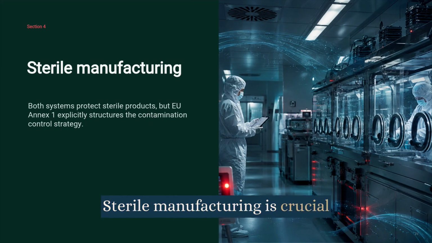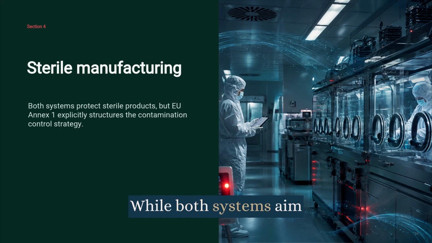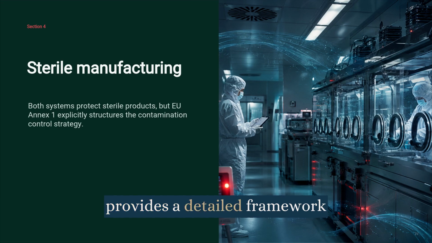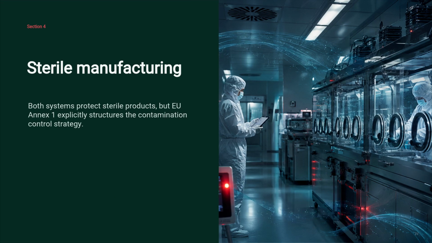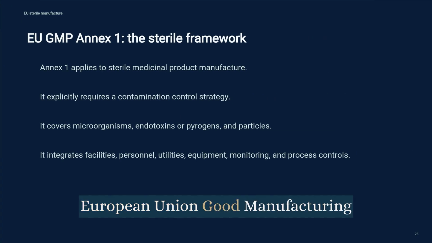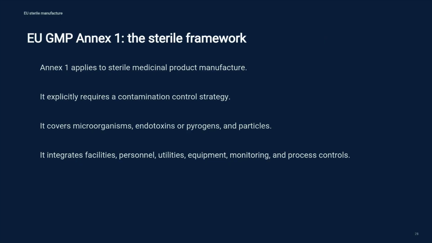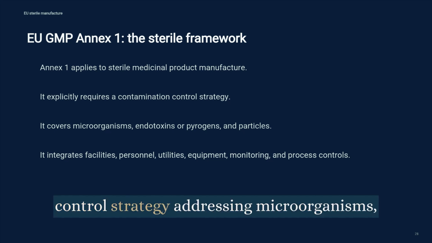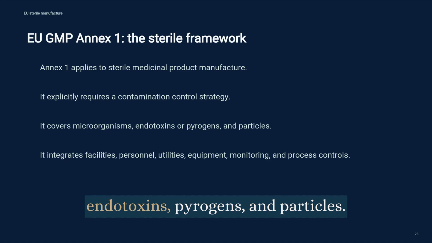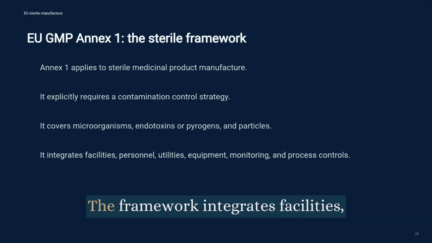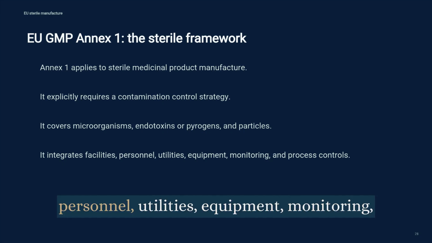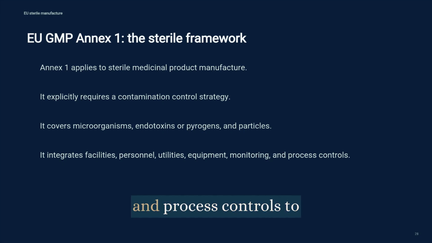Sterile manufacturing is crucial for product safety. While both systems aim to protect sterile products, European Union Annex 1 provides a detailed framework for contamination control strategy, ensuring comprehensive protection against contaminants. European Union Good Manufacturing Practice Annex 1 outlines the sterile manufacturing framework. It mandates a contamination control strategy addressing microorganisms, endotoxins, pyrogens, and particles. The framework integrates facilities, personnel, utilities, equipment, monitoring, and process controls to ensure product sterility.